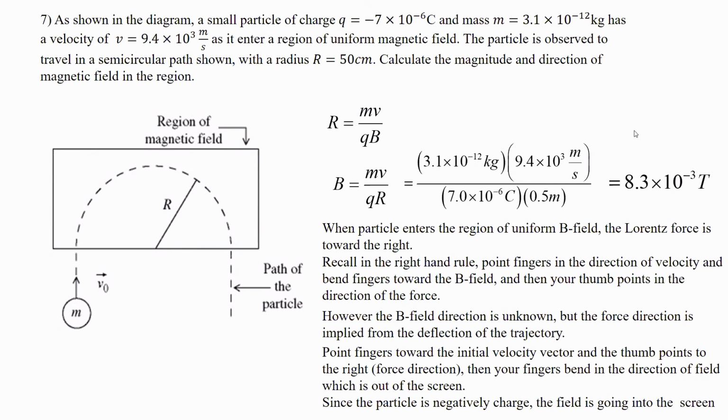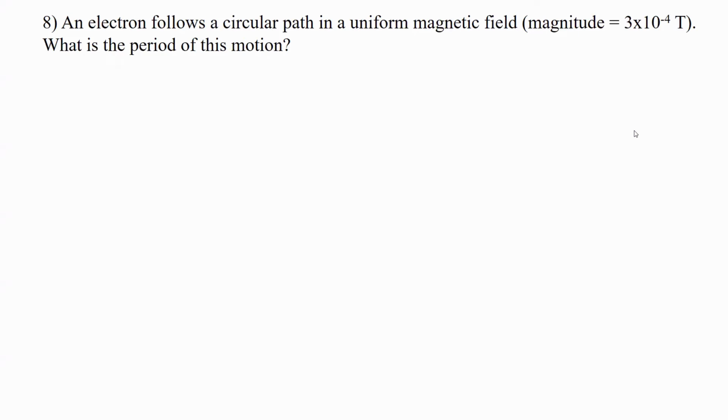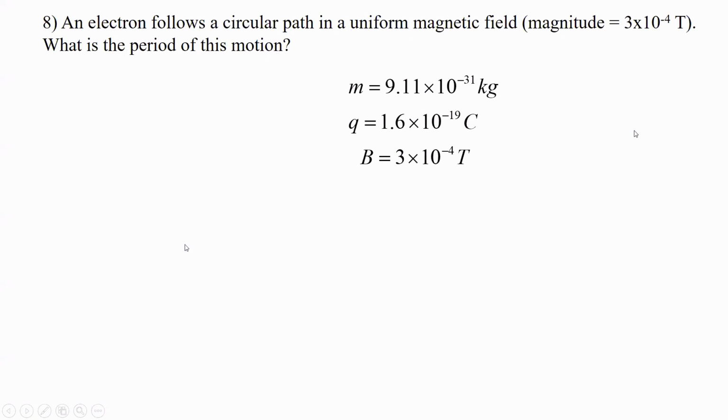Okay, I wanted to go through another magnetic field problem. All right, so we have an electron, another negative particle, and it follows a circular path in a uniform magnetic field. The field is 3 × 10⁻⁴ Tesla, which is actually the same as 3 Gauss, but just keep it in Tesla because that's SI units. And the question is, what is the period of this motion? Okay, this is what's given to us.